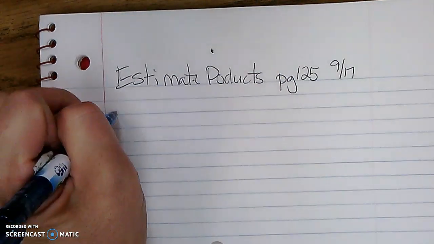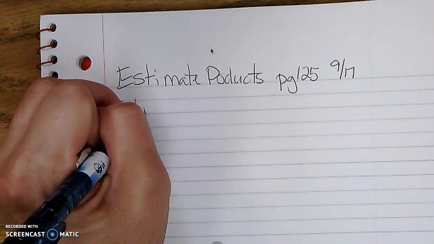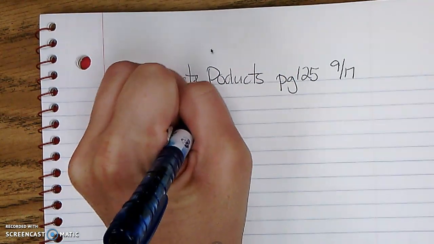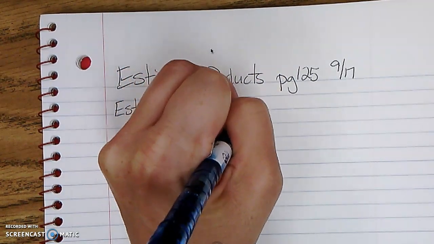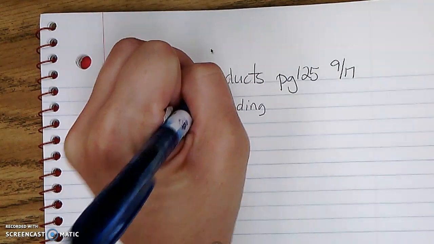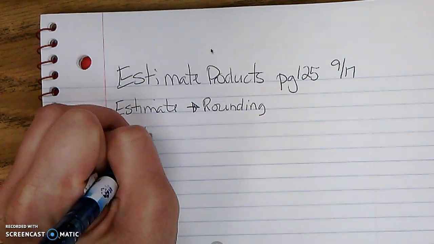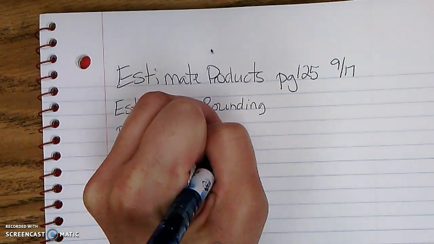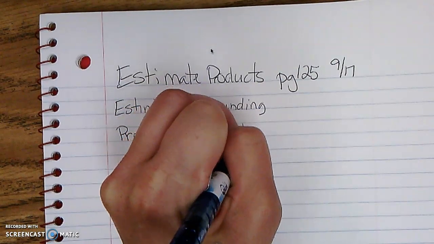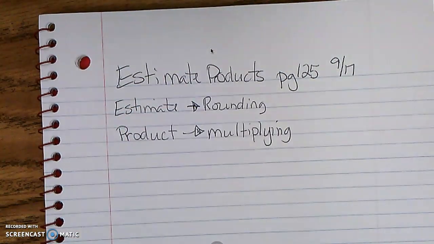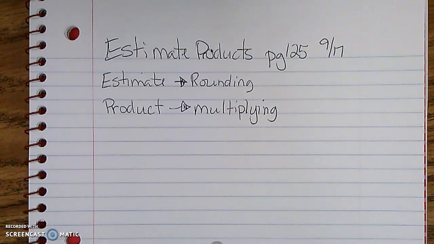So the word estimate tells us that we will be rounding, and the word, oops, that should have an R in it. The word product tells us that we're going to be multiplying. So estimate products means we're going to be rounding and then multiplying.